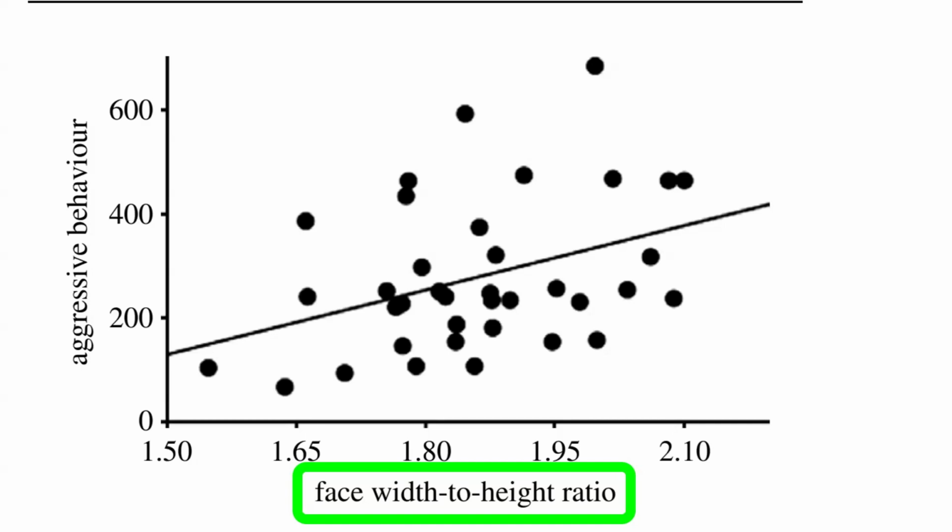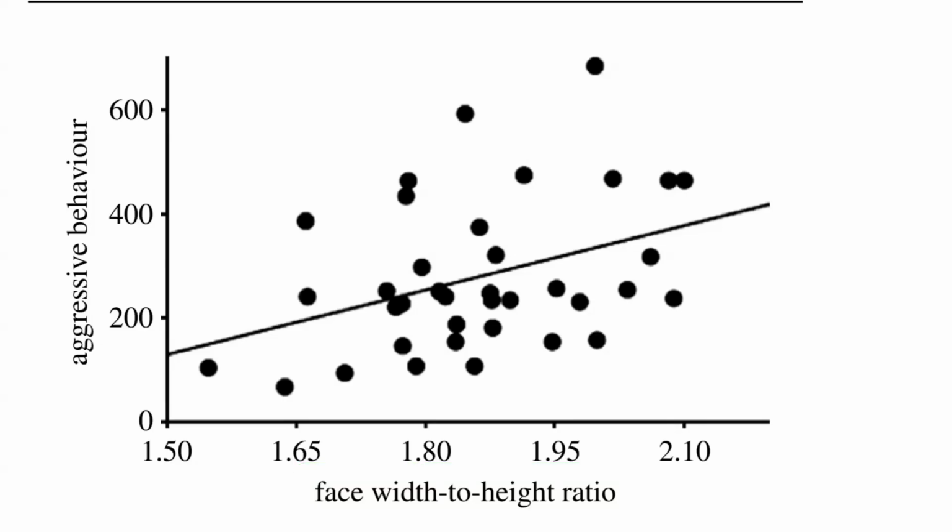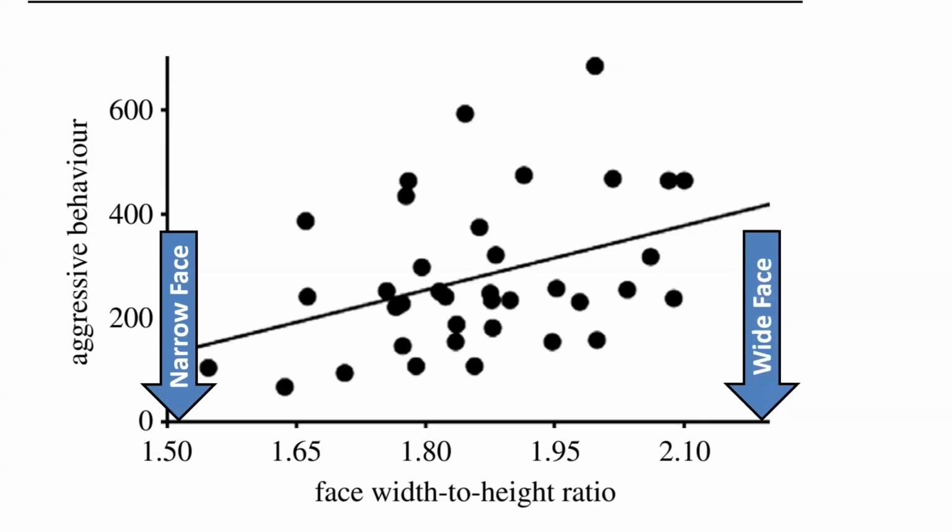See, this is why it's important. Let's just put it this way. Low scores are a narrow face because you have a small width divided by a height. That's going to lead to a low score. So low scores are narrow because the width is small. High scores are wider because the width is greater compared to the height. So what this means is that for the facial width to height ratio, a low score means a narrow face, and a high score means a wider face.